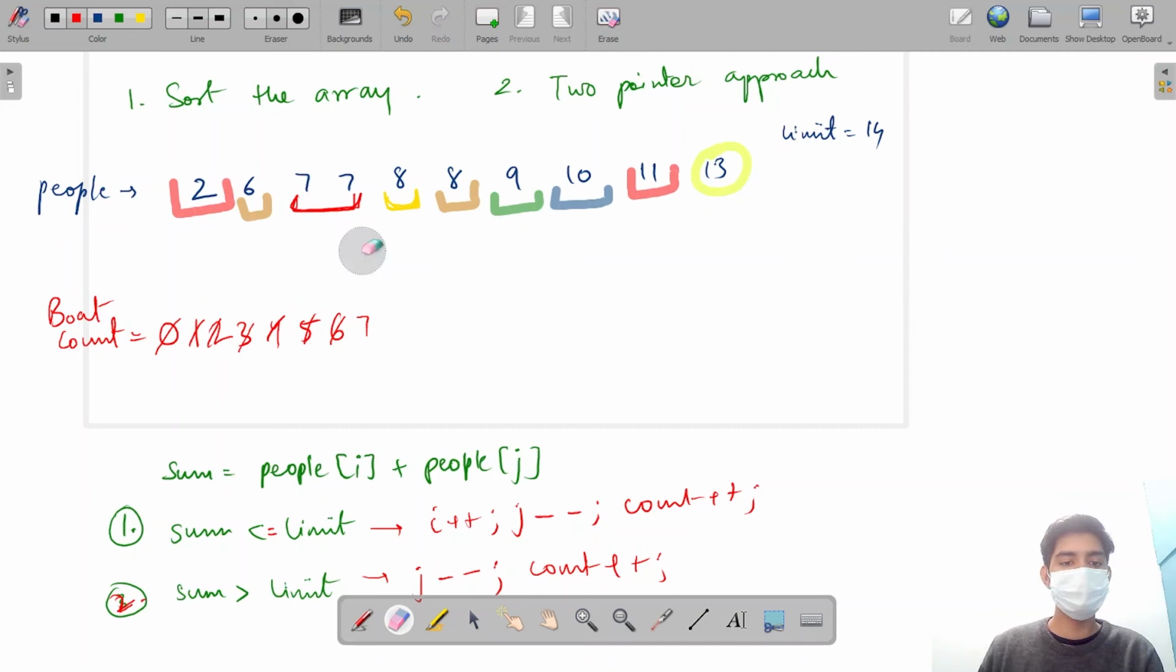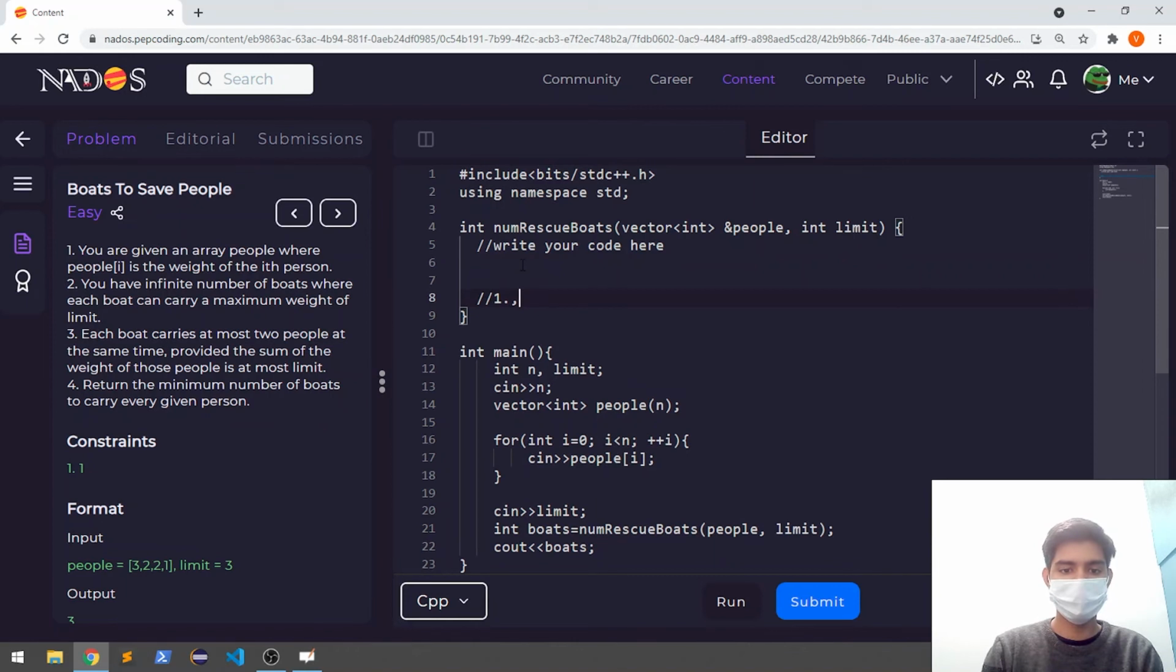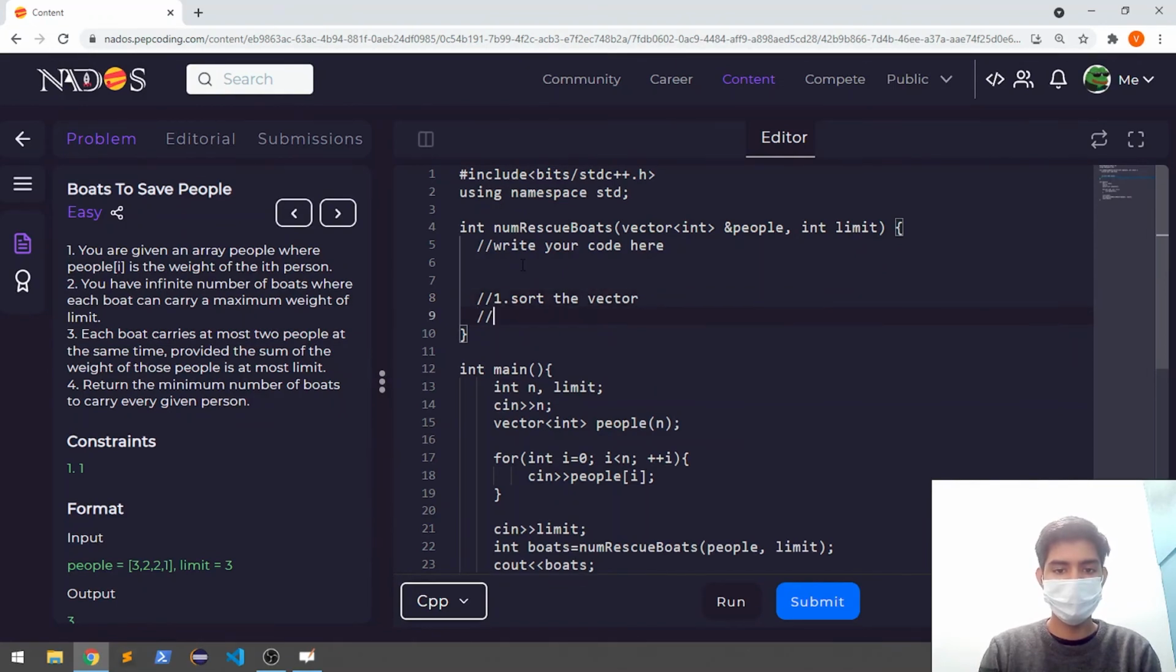Okay, so this is my approach. It's a very simple question. Okay, now let's try to code this. Okay, so what are my steps? Let's write the steps first as abstraction. First, I'm going to sort the vector. Okay, and second, I'm going to use the 2-pointer approach.